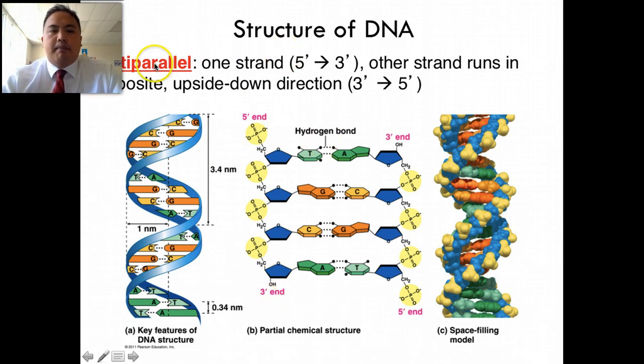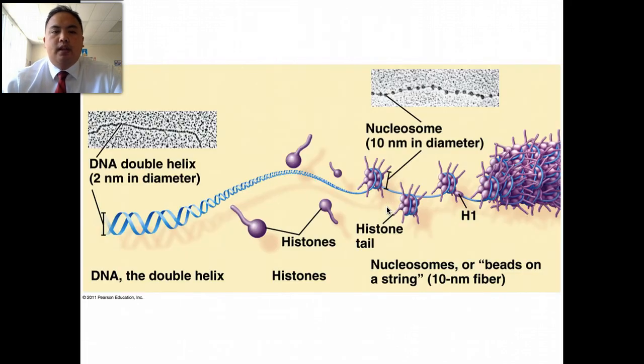So when they say they're anti-parallel, one DNA strand goes from 5 to 3, and the other strand, the other backbone, goes from 3 to 5. Anti-parallel. Here's a zoomed-in version of what chromosomes look like. So when we talk about the X of a chromosome, it's this thing right here.